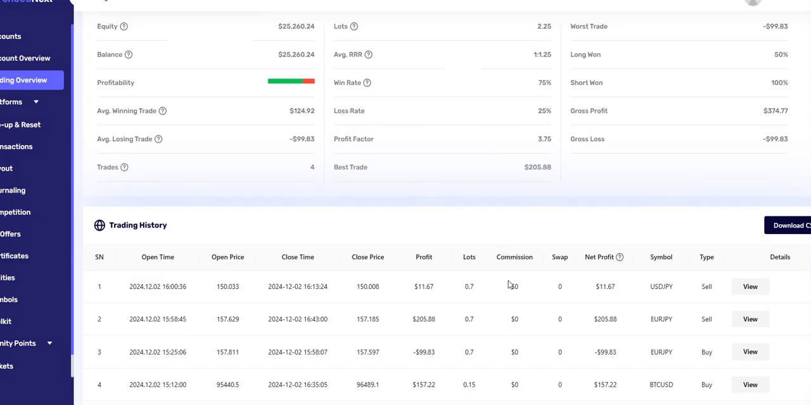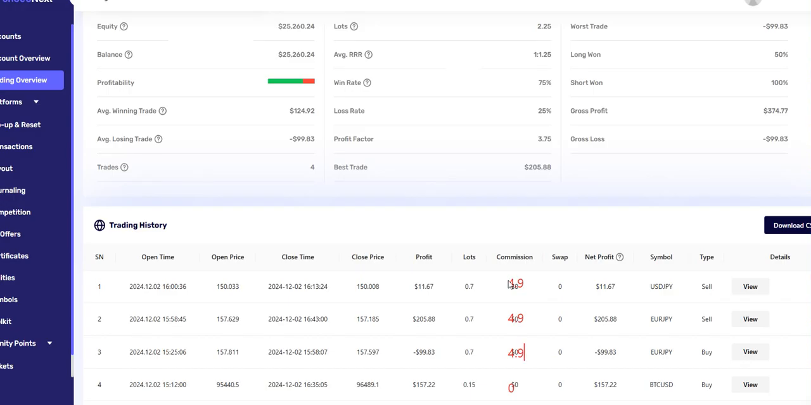Now here the commission for this one was 4.9. The commission for this one was 4.9 again. 4.9 again. The commission for the Bitcoin was 0, which was good. And then the commission on buy and sell was 4.9. Okay, so the commission was pretty much nearly $5.